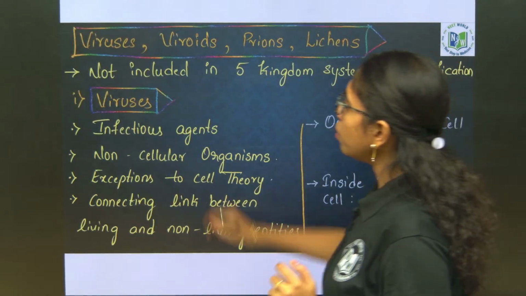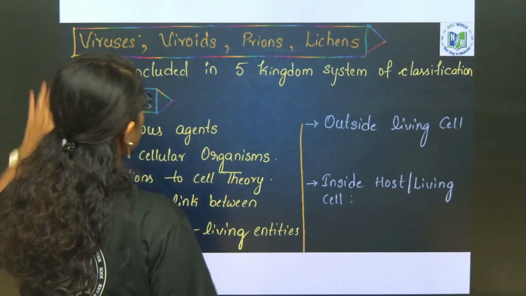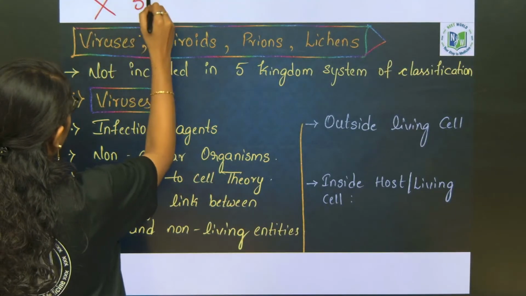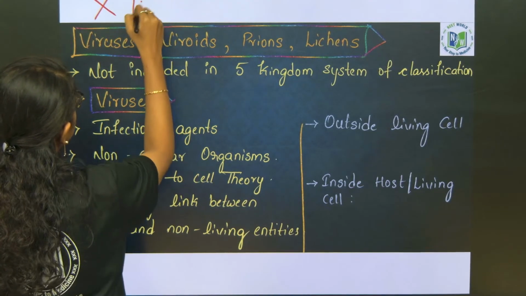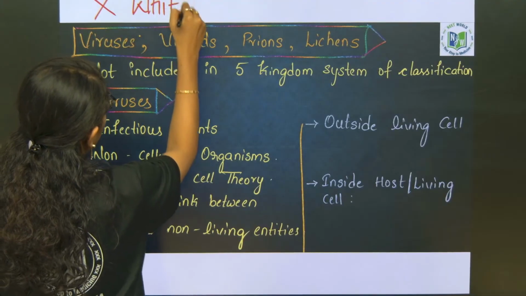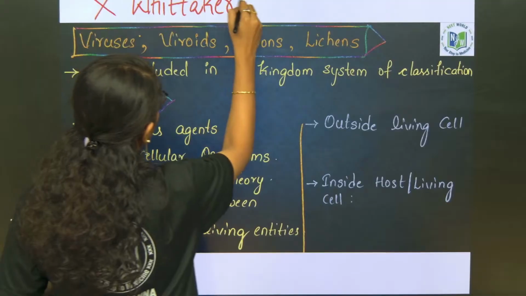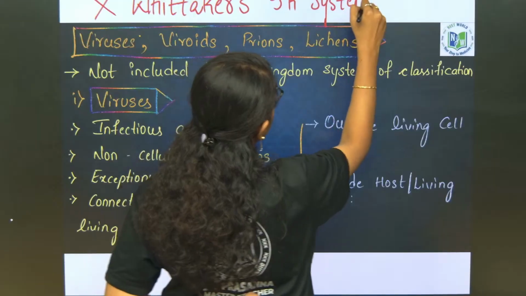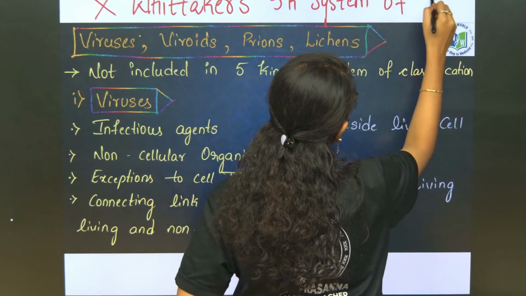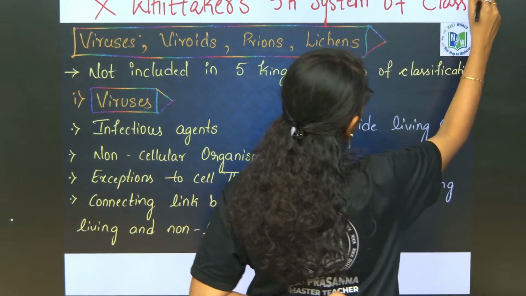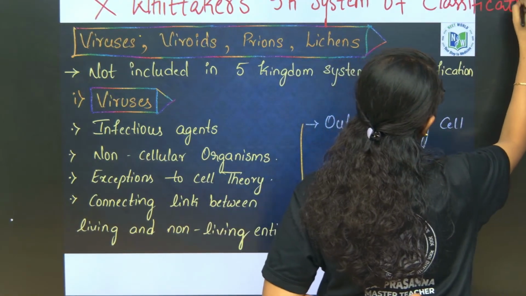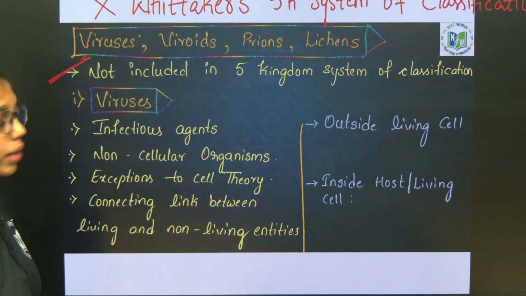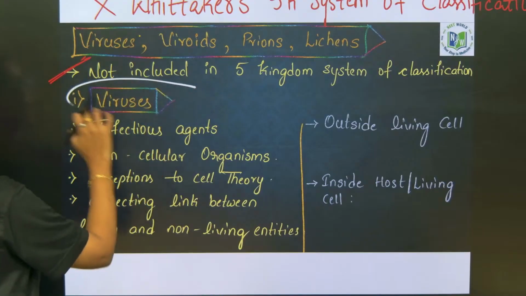Now let us look into viruses, viroids, prions and lichens, which are not placed in Whittaker's 5 kingdom system of classification. Clear, right? Now you see it clearly, ma. They are not included in the 5 kingdom system of classification. Let us learn one by one.